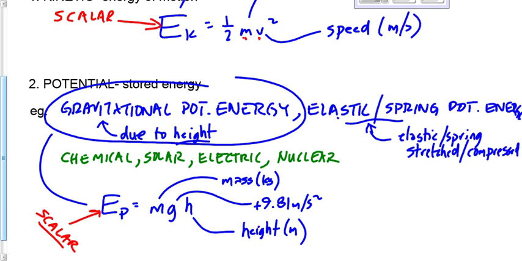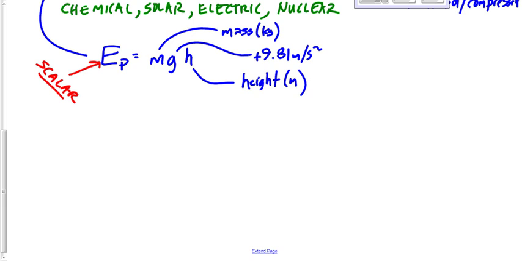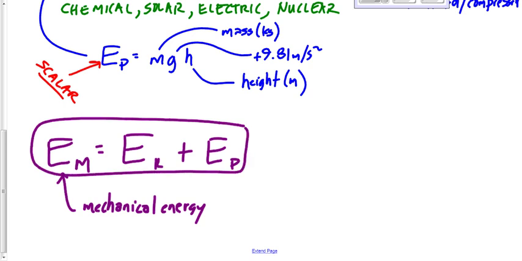Now, if I was to add up kinetic and potential energy, all of the energy of something, we would call that mechanical energy. The mechanical energy is the sum of all the kinetic and potential energy. And of course, mechanical energy is also going to be a scalar, because when you're adding up kinetic energy, which is a scalar, to potential energy, which is a scalar, you've got to get a scalar. And of course, the units are going to be joules as well.